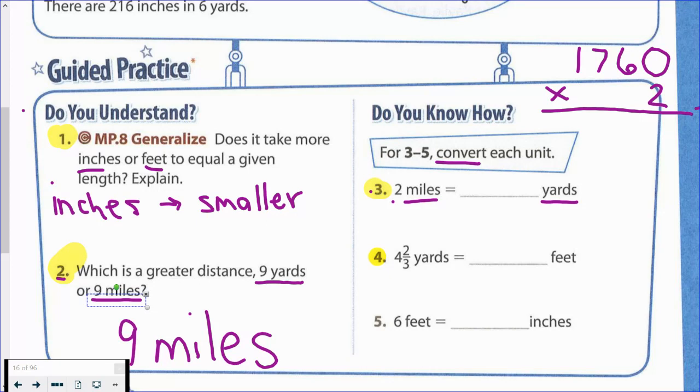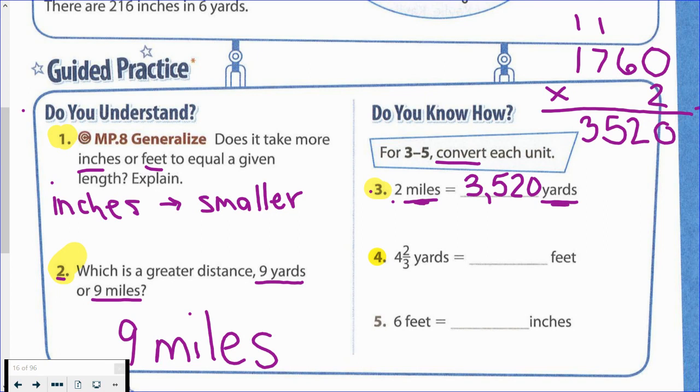Okay, so 2 times 0 is 0. 2 times 6 is 12. 2 times 7 is 14, plus 1 is 15. 2 times 1 is 2, plus 1 is 3. Wow. 2 miles is equal to 3,520 yards. That's a lot. Notice we went from a bigger unit of measurement to a smaller unit of measurement, so our number went up.